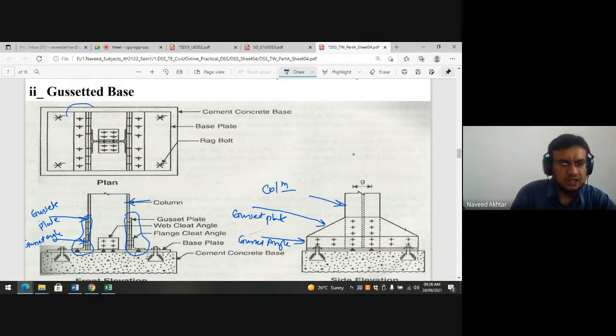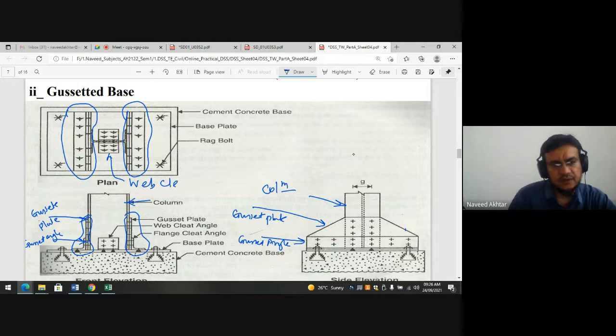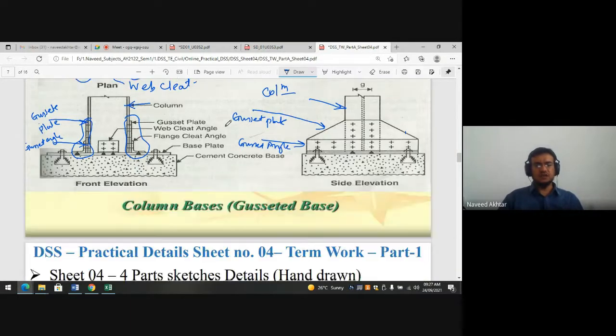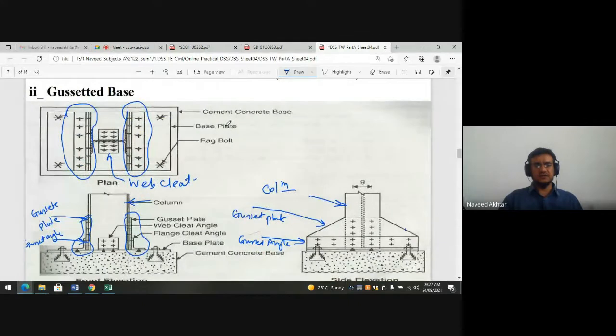You can see in the plan also, this is the gusseted material attached with the flange of your column. And these two are nothing but web cleats. That is why we go for the gusseted base: because the load is heavy and if there is moderate moment, then we go for the gusseted base.